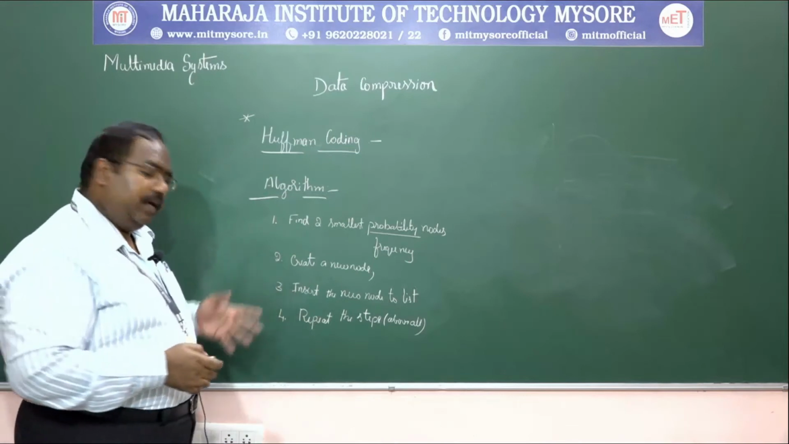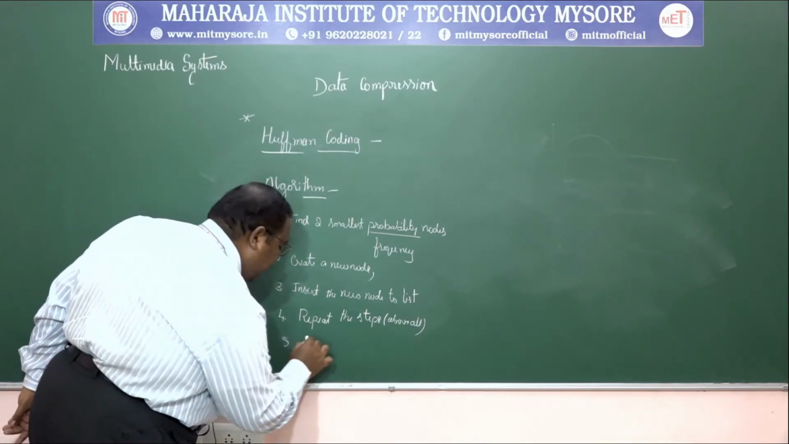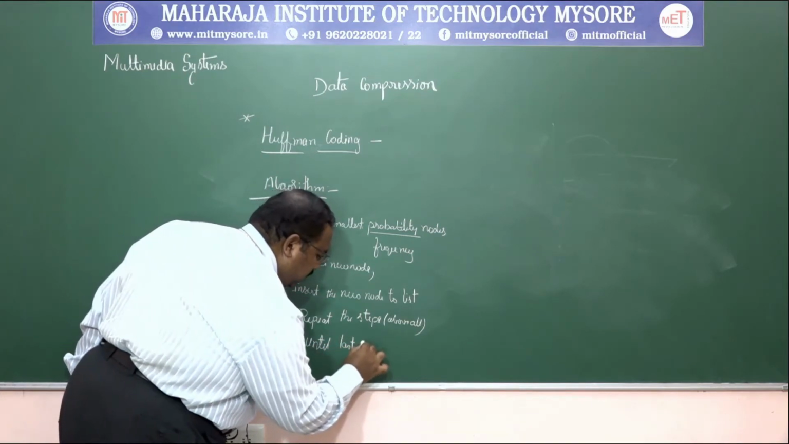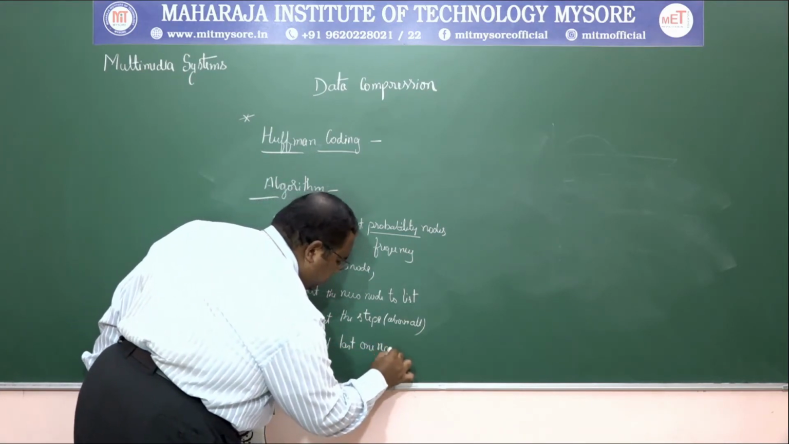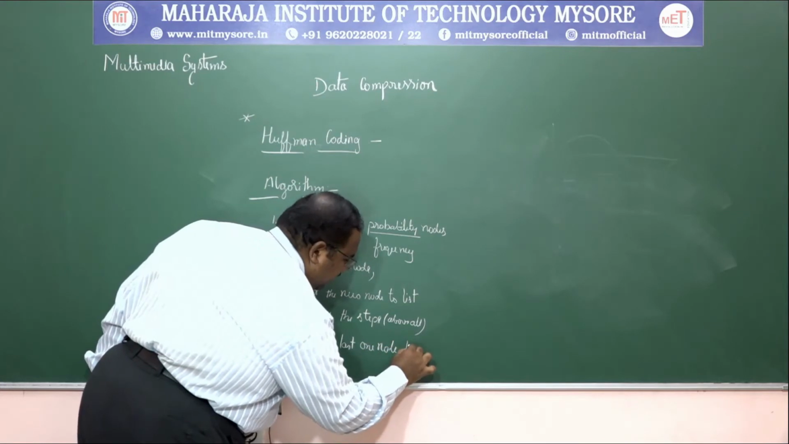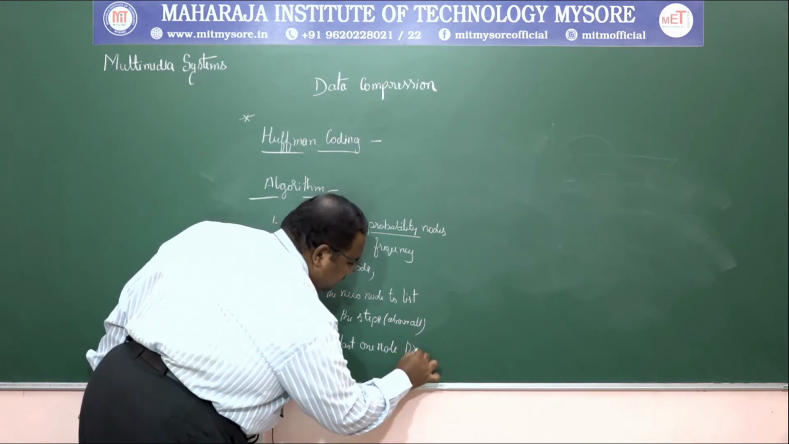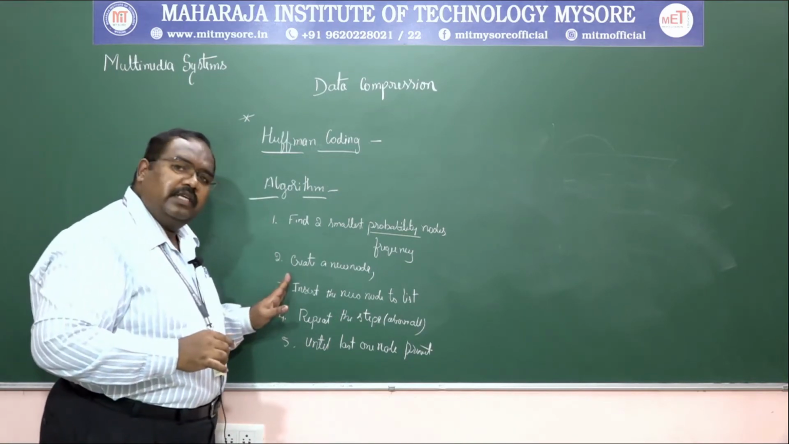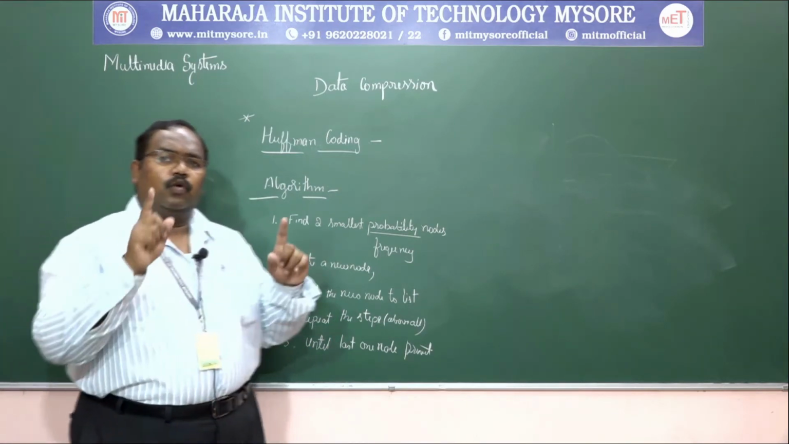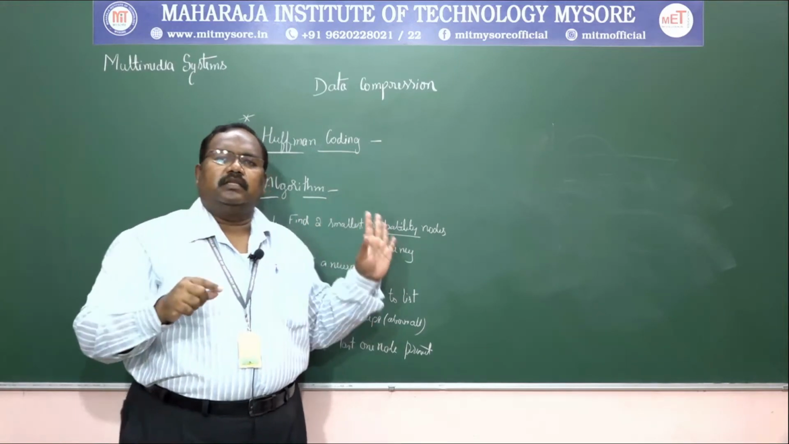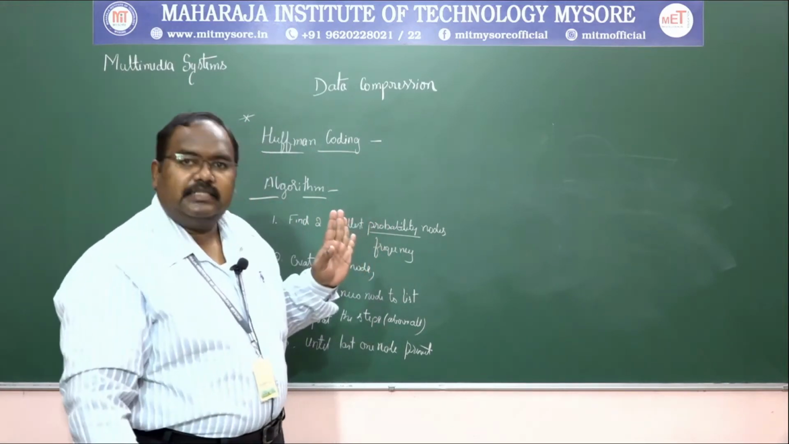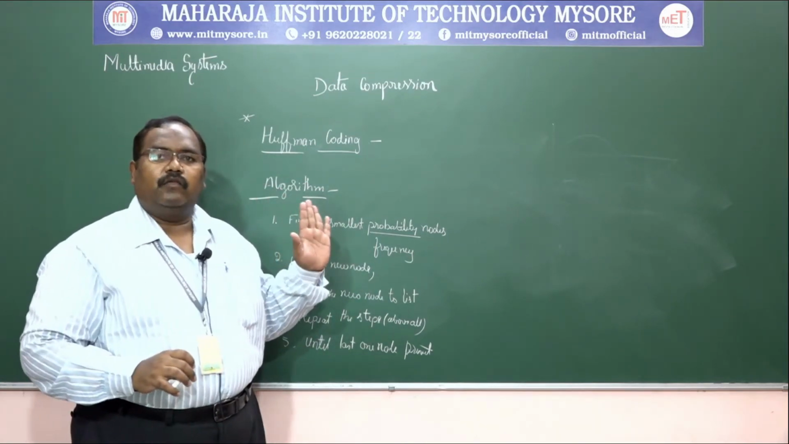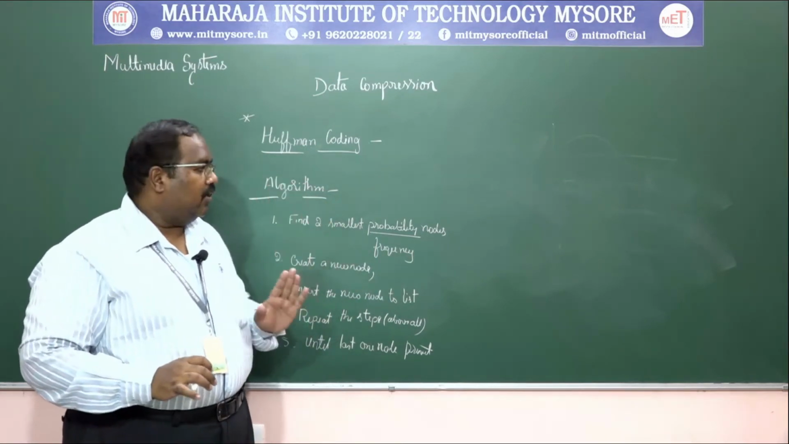So how long should we repeat it? We should repeat until only one node is left. We need to carry out this process until the final one node remains. This is the algorithm. Let us consider an example. If you consider an example, we will be able to understand the concept.